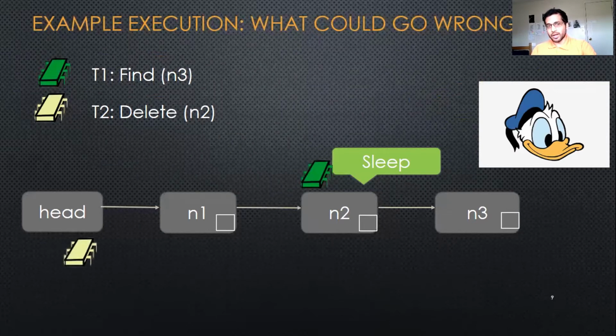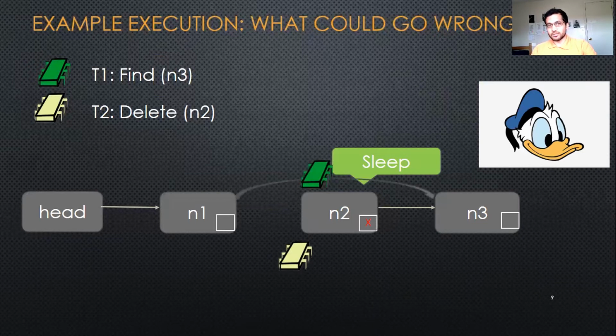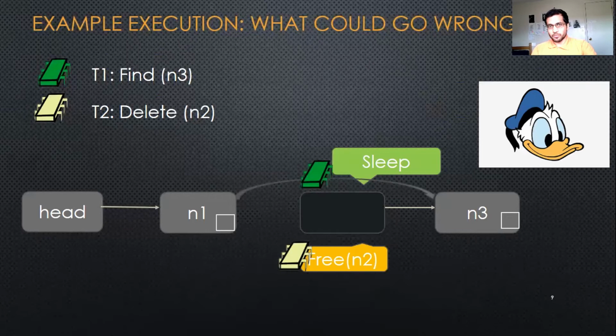Simultaneously, let's say that T2 arrives, and to delete node N2, it reaches node N2 and has predecessor as N1 and current as N2. Then to delete N2, it marks it first, which is the typical lazy list way of doing deletion, and then swings the next pointer of N1 to N3. Now, since he has added free in his delete operation, this thread T2 will free the node N2. Let's say later, thread T1 wakes up and tries to access this now freed node.